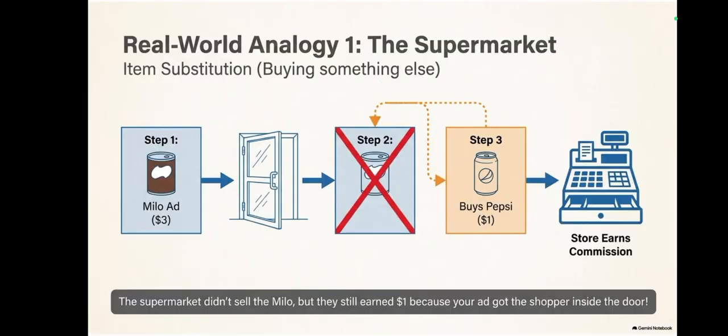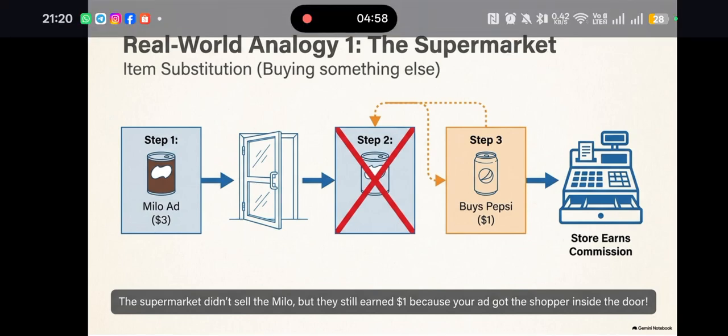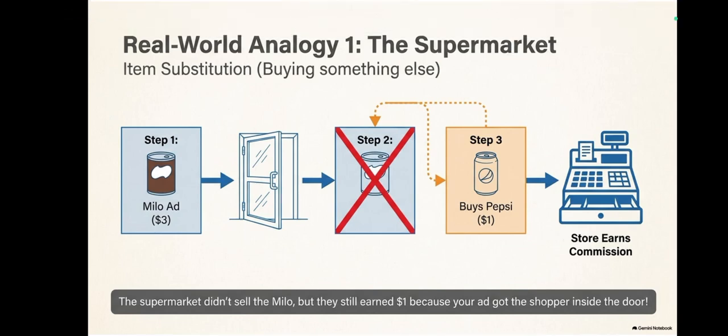So let me explain further about this indirect commission, using the supermarket example. Let's say you're running a supermarket, and you are selling Milo and Pepsi at the same time. You are promoting your Milo, and your Milo ad costs $3. When the customers come in, they see Milo and they see Pepsi. Milo sells for $3, Pepsi sells for $1.